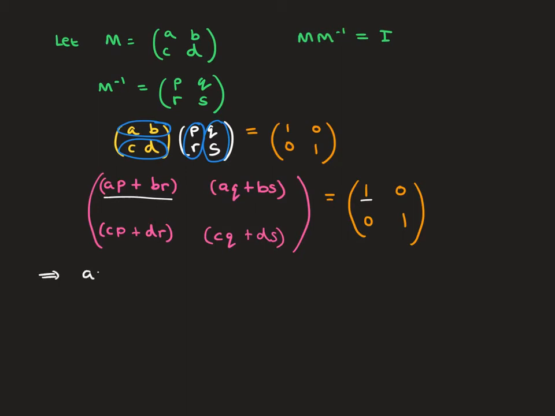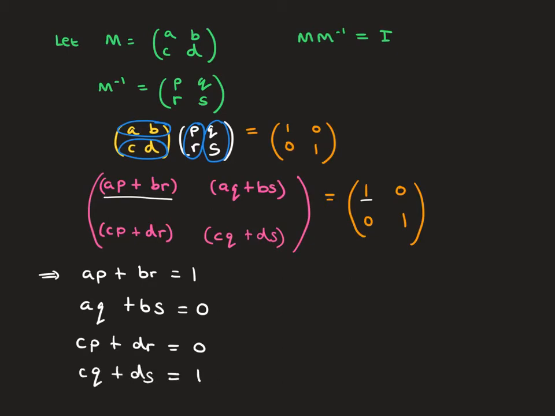So this tells me that AP plus BR is equal to 1. It tells me that AQ plus BS is equal to 0. CP plus DR is equal to 0. And CQ plus DS is equal to 1. Make a note of these simultaneous equations because we're going to need to eliminate variables between them in order to find P, Q, R and S in terms of A, B, C and D.